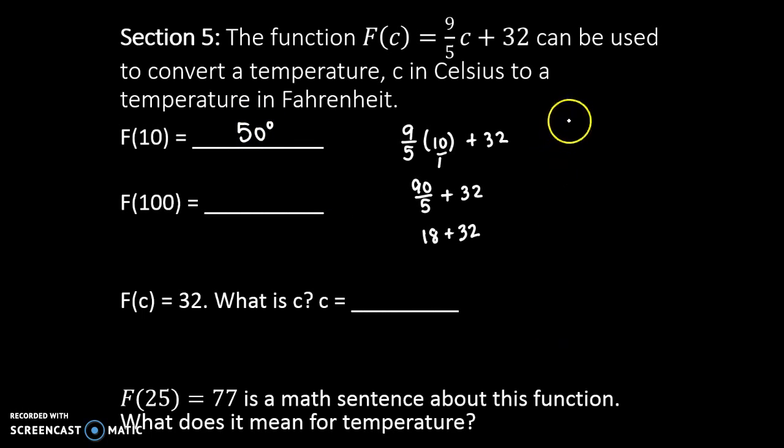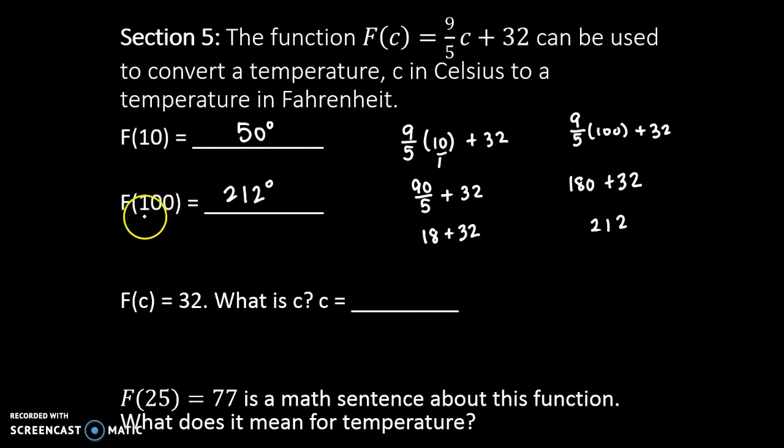And F of 100 would be 9/5 times 100 plus 32. So 900 divided by 5, or 180 plus 32, or 212. This is actually a fact that a lot of people have memorized, that 100 degrees means boiling water in Celsius, and 212 degrees means boiling water in Fahrenheit.